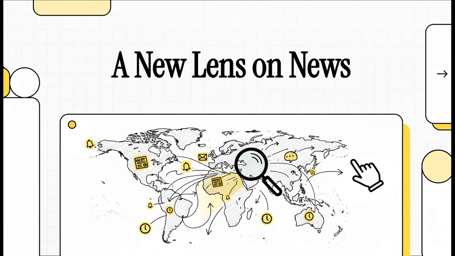You know, every single day, we're just bombarded with this constant stream of information from all over the world. It's this chaotic mix of headlines, alerts, and updates. But what if, instead of just a list, you could actually see it all laid out on a map? Today, we're unpacking a tool that does exactly that.